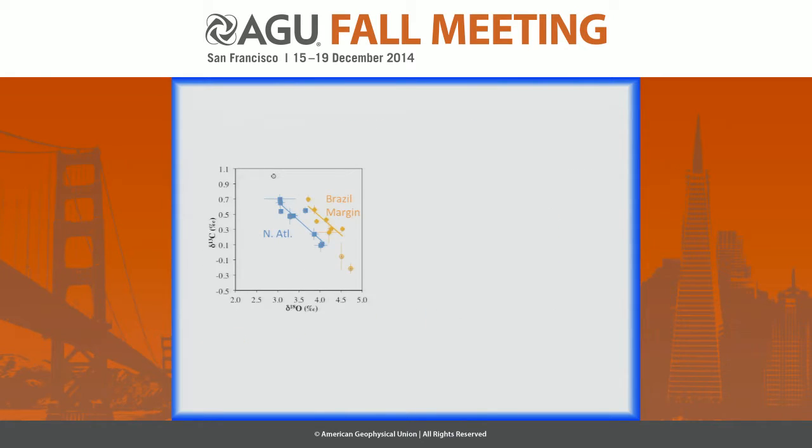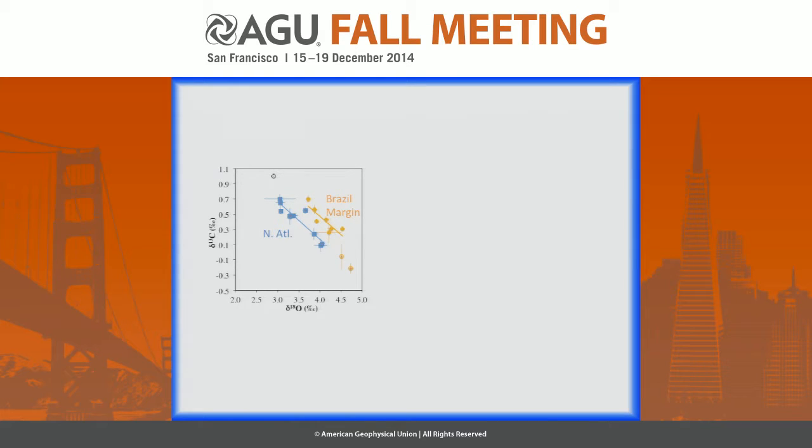So let's look at the data one more time, and this time I'm going to put the regression through the Brazil margin data. We see that the lines are subparallel. One simple interpretation of these data is that there was a shutdown, and that the North Atlantic deep water did not reach the upper Brazil margin.